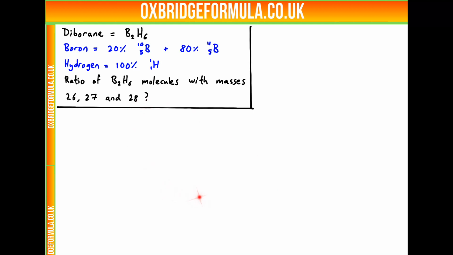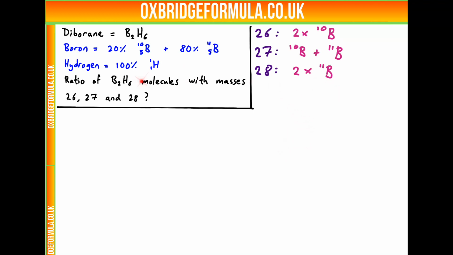So where to begin? Well, let's firstly consider how we make up these three masses with which combinations of boron. The lightest one, 26, we can see will be composed of 2 boron 10s plus 6 hydrogen 1s. To make 27, we're going to need 1 boron 10 and 1 boron 11. And to make the heaviest, 28, we need just boron 11.